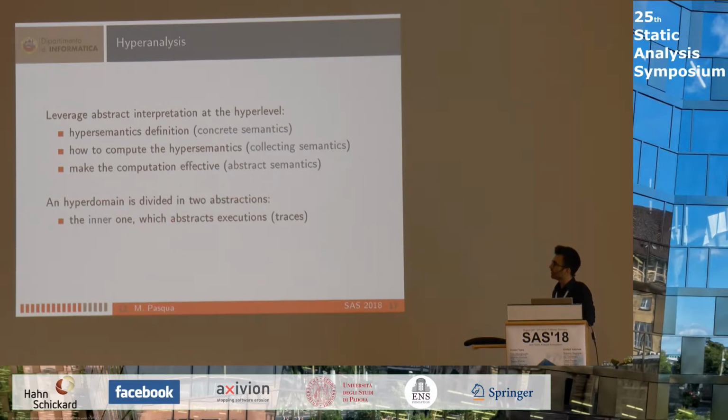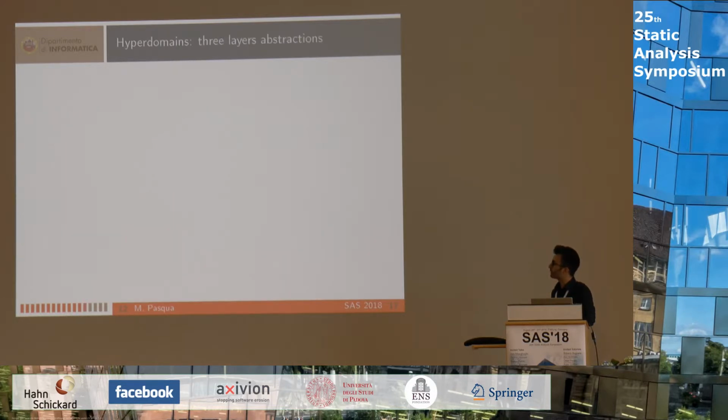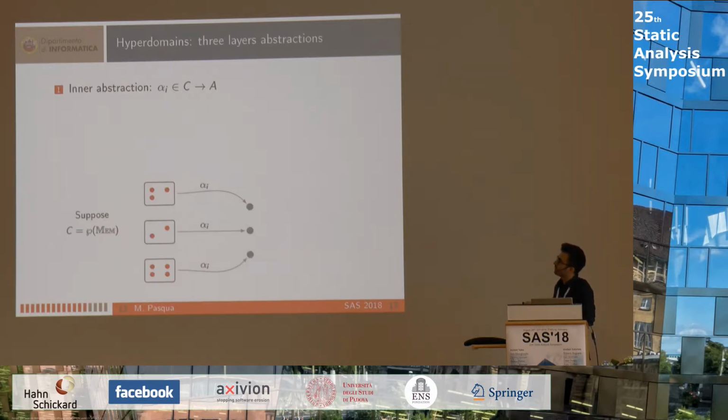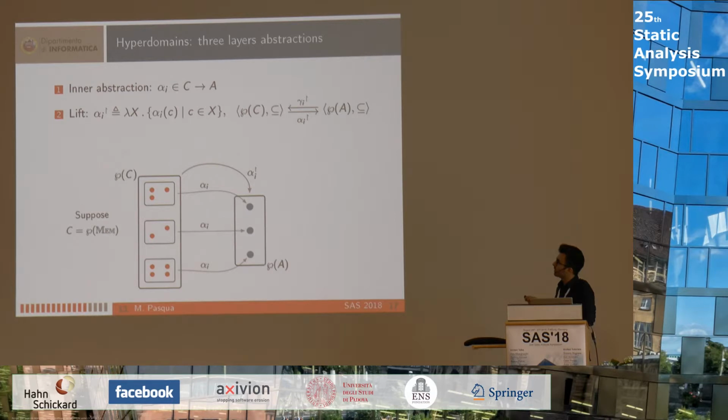always a pattern to follow in order to build a hyperdomain. There is an inner abstraction which abstracts execution, so it adds traces at the inner level, and the outer abstraction which abstracts semantics, so it adds sets of traces. For instance, the inner abstraction is an abstraction from a concrete domain to an abstract domain. Suppose the concrete domain is the power set of memories. So the abstraction maps a set of memories to an abstract element. Then we can easily lift this abstraction to the power set with a well-known construction.